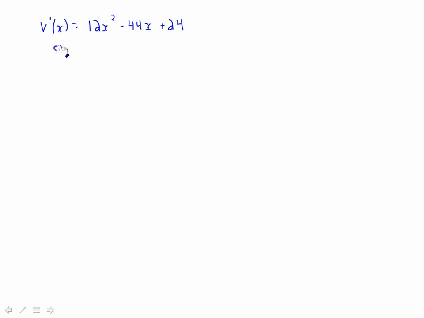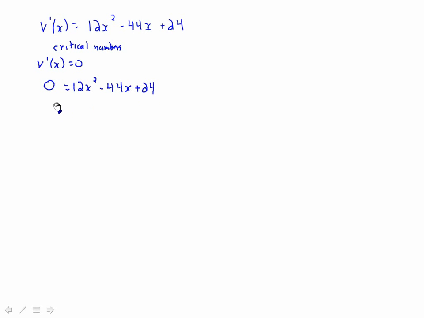Now, critical numbers. This is defined everywhere, so all we want is v prime at x equal to 0. Those are the only critical numbers we're going to get. So 0 is equal to 12x squared minus 44x plus 24.